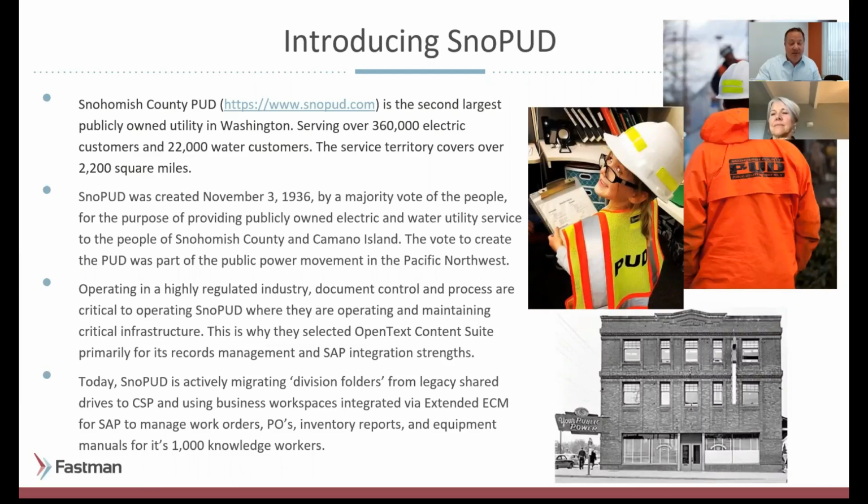So moving along, the SnowPUD utility was established a long time ago in 1936 for the purpose of providing publicly owned electric and water utility service to the people of Snohomish County. Its history is linked to the public power movement in the Pacific Northwest. Since it operates in a highly regulated industry, it's important to maintain robust records management and document control for its critical infrastructure. Hence, they selected the OpenText Content Suite platform.